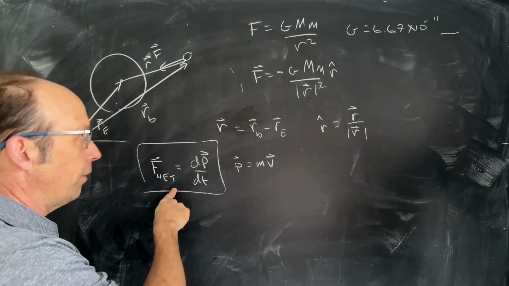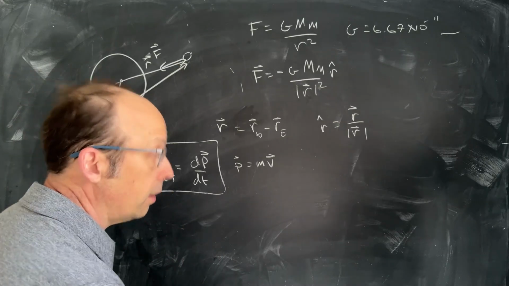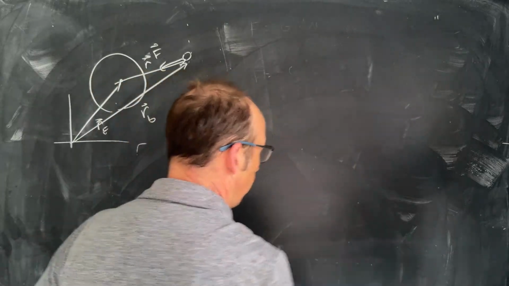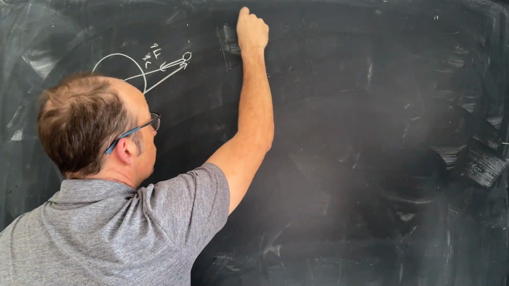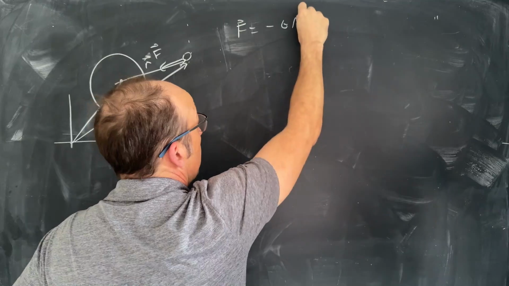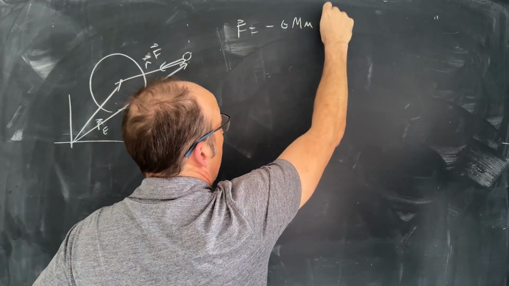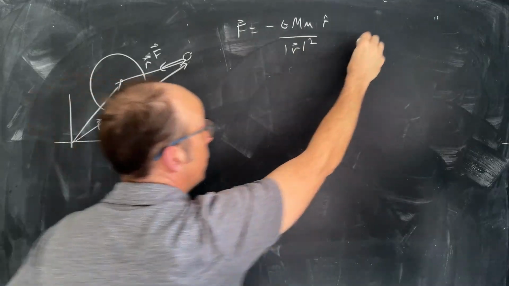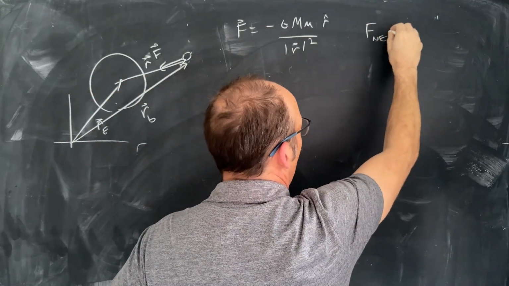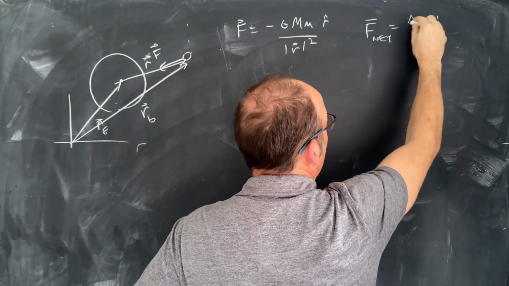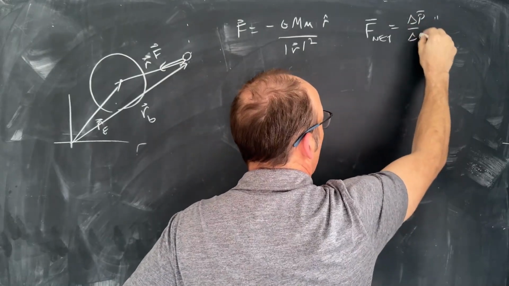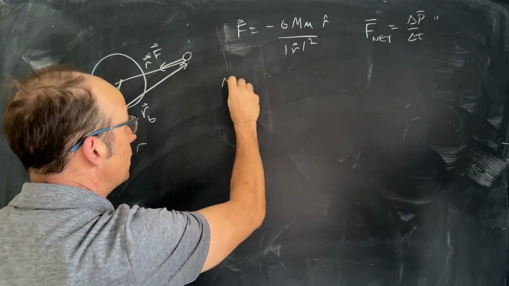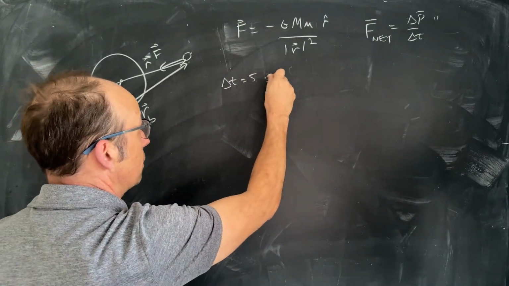Instead, I want to model this by breaking things into short time intervals. So let's just put this so we have enough room. So I have this, the gravitational force, negative G m r hat over the magnitude of r squared. And then I have the momentum principle, F net. This is the only force, that one. I'm going to write this as delta P over delta t.